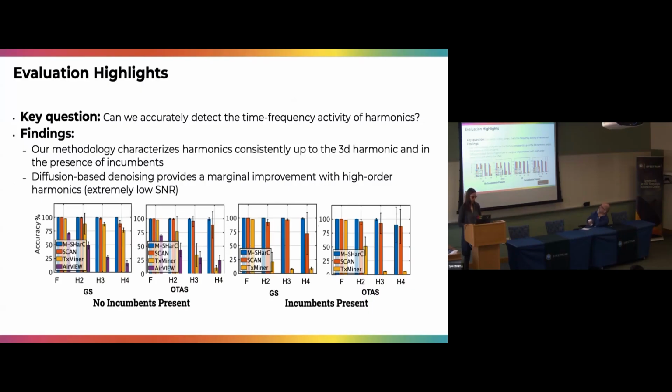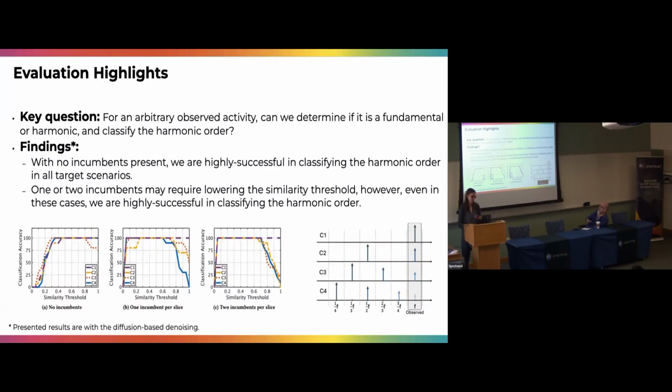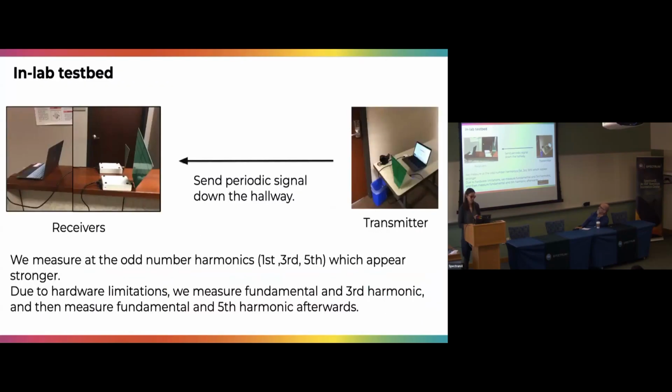All right, so in the last minute that I have here, just a couple of highlights. We are able to accurately detect harmonics within our synthetic setups, both with and without the presence of incumbents, and especially in the absence of incumbents. Denoising aided by these generative AI models seems to help, particularly with faraway harmonics, which are trickier to detect. We are able to classify to a large degree the order of harmonic.